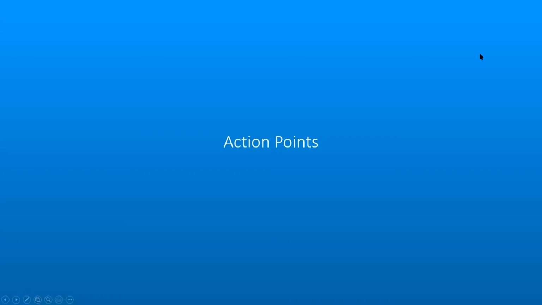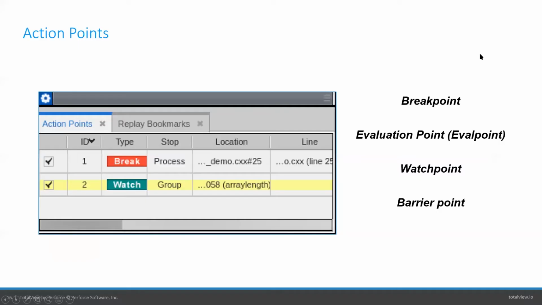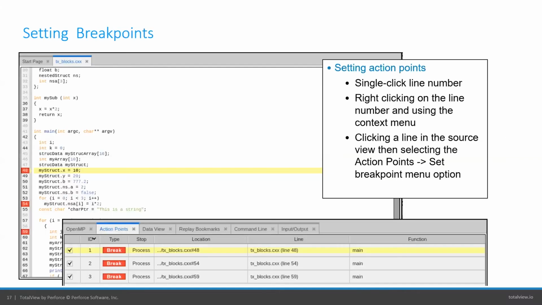And let's now move to action points, which is one of the most important tools for you to view and actually modify the behavior of your application. So we support 4 different action points: breakpoints, evaluation points, watchpoints, and barriers. Let's start with breakpoints, which are the easiest ones. Each debugger usually has breakpoints. The breakpoint does what it says.